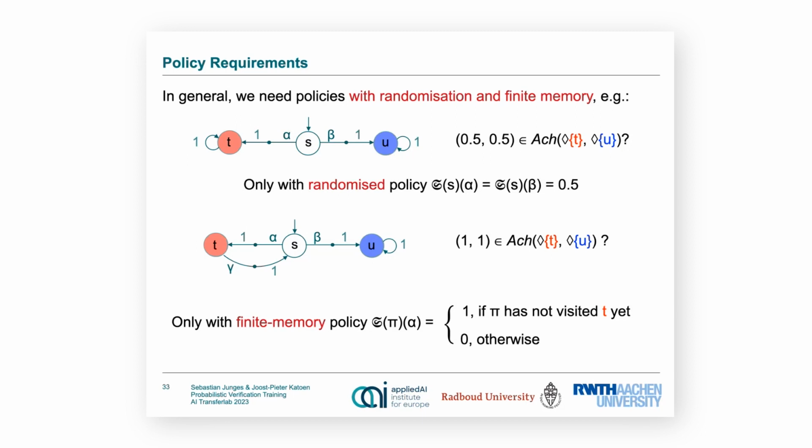So what does that mean? If you did not visit the red state before, you go left. But now you go back from right to the initial state, and now you have to again make a choice. Well, and now you should favor going to blue, because after visiting the red state at least once, you should decide to go to blue. So we have a policy which now needs some memory, because it needs to keep track of whether I visited the red state before or not.